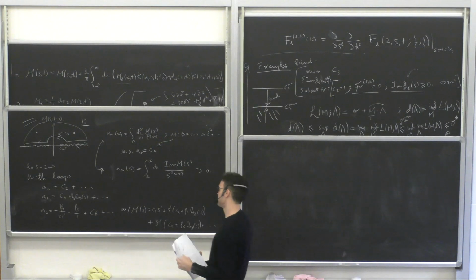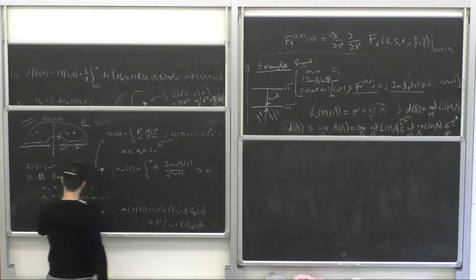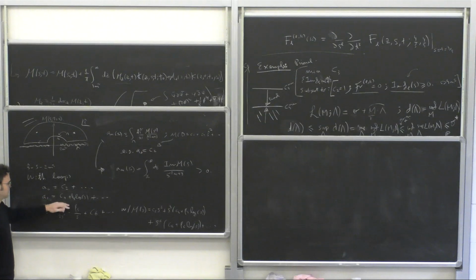So you see, at the moment that we turn on loops, we have these small corrections to the positivity statements. So this is loop level. Tree level will be simply A0 equals C2, A1 equals C4, and A2 equals C6, and so on, okay?